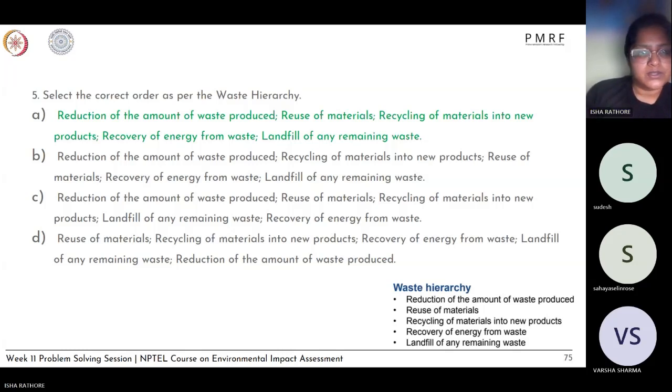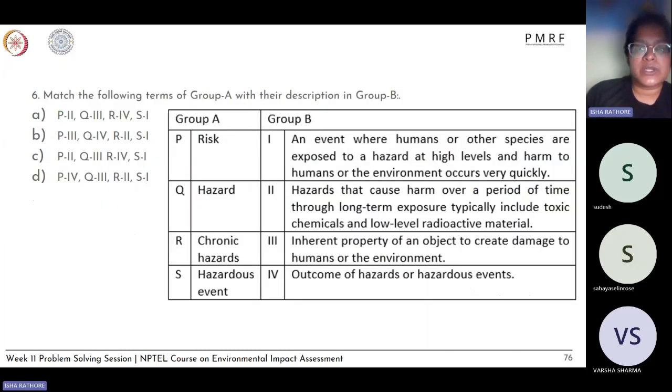Okay. So this is how we go about with the waste hierarchy. So A is the correct answer. So moving on to the next question. Match the following terms given in group A with their description in group B. So these are terms and definitions from the EIA methods for risk management and assessment. So we have terms like risk, hazard, chronic hazard, and hazardous events.